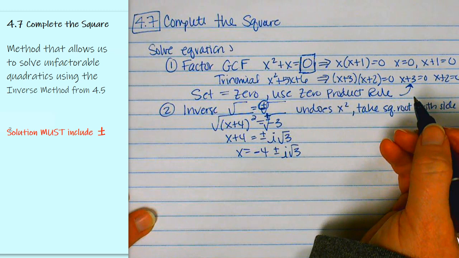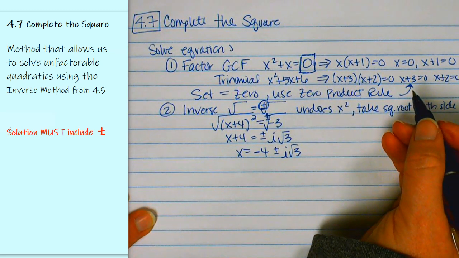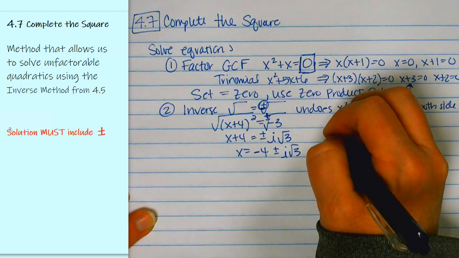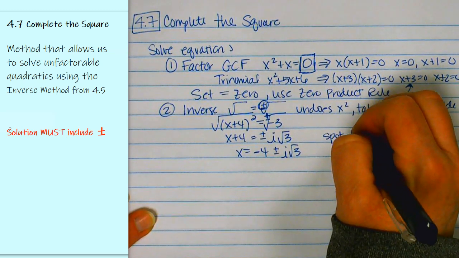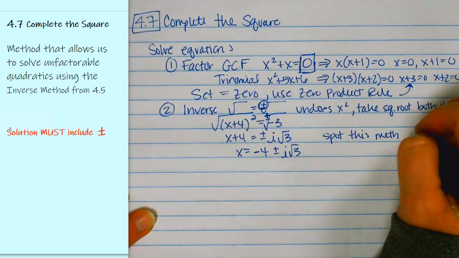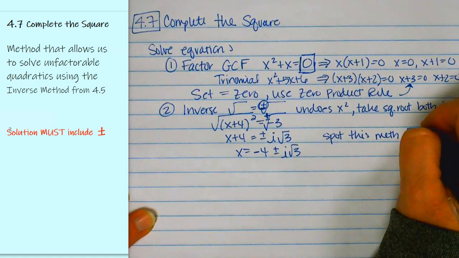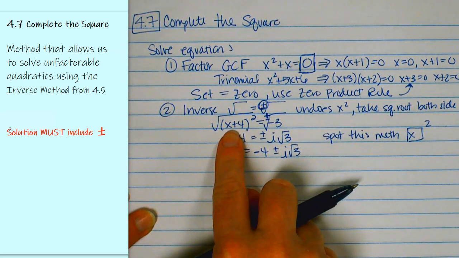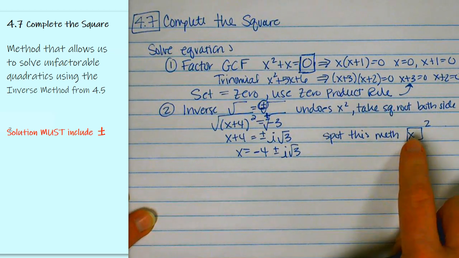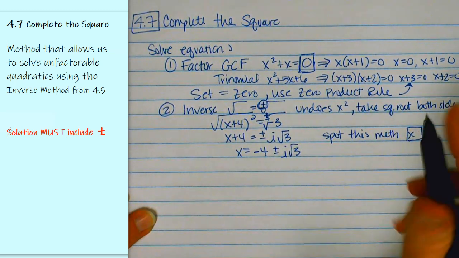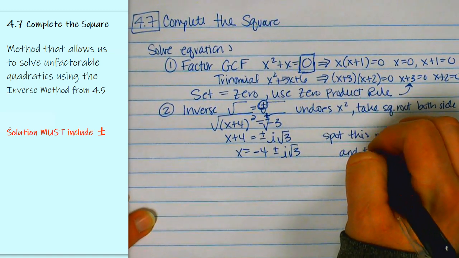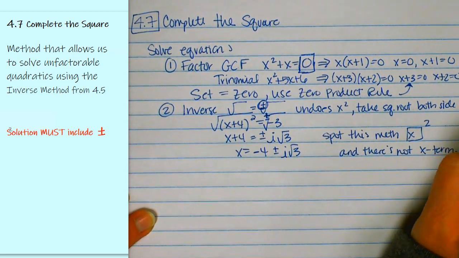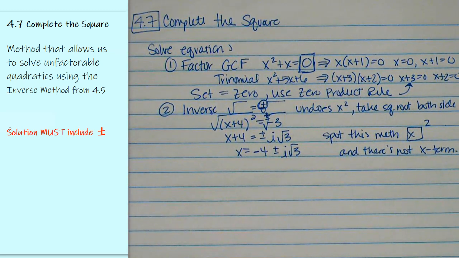So the inverse method is not set equal to 0, and you can spot this method because you have x squared. It could be x squared, it could be x plus 4 squared, it could be x minus 2 squared. As long as the x is under a square and there's not an x term, then you can use the square root on each side.